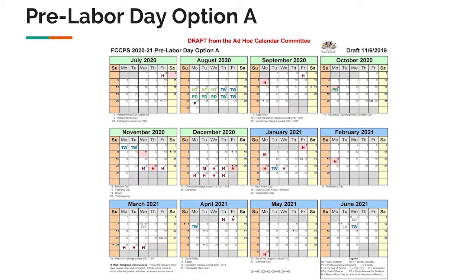Now in January, we had a lot of conversation around January. And so if you look toward the latter part, the third week of January, we have an H on the 18th, a TW on the 19th, and an H on the 20th. The reason being is that the 18th is going to be a holiday. The 19th is going to be a teacher work day. And then the 20th is inauguration day.